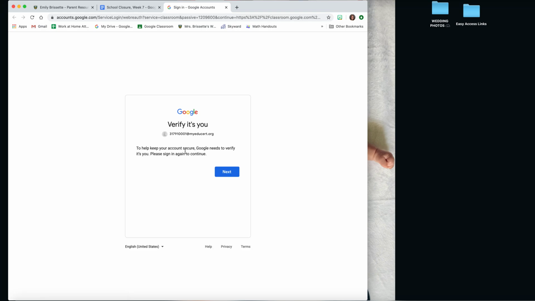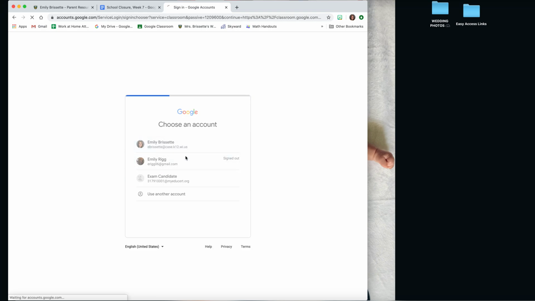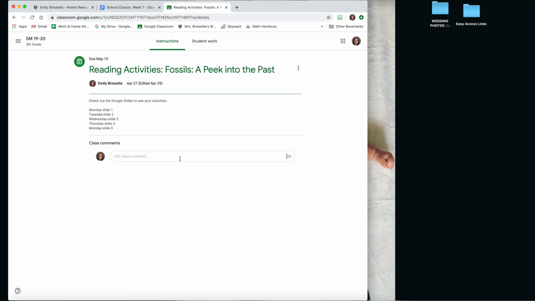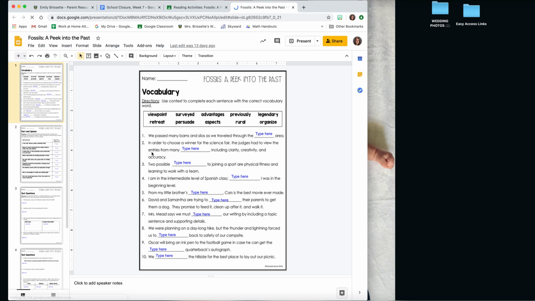For reading, we're going to be reading about fossils. And you have 1 slide to do today, some vocabulary. I'll make sure I have the glossary linked into this Google assignment too. Otherwise, you're welcome to use dictionary.com or another resource to find definitions of any word that you're unsure of what it means.